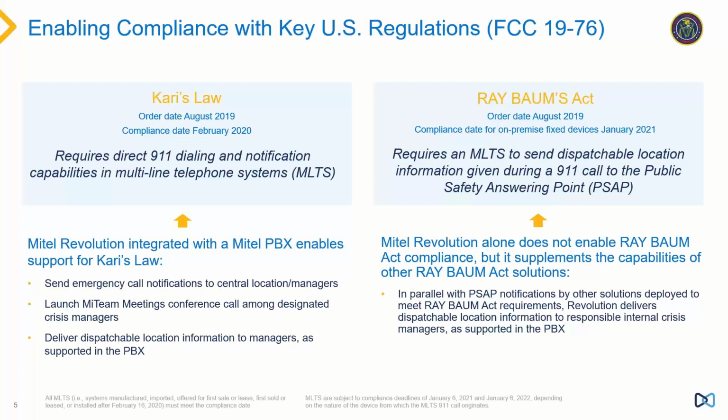The automatic 911 call notification capability that's built into Revolution helps us satisfy both of these requirements, because when that notification is generated, we can include very granular location data to the staff that are notified, and they can help direct emergency personnel to the right location, which is really the intent of both of these laws, to make sure that people know that there is an emergency and they know where it's happening, so they can help direct first responders to the key locations.